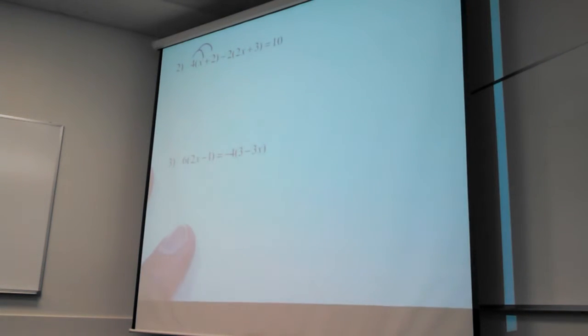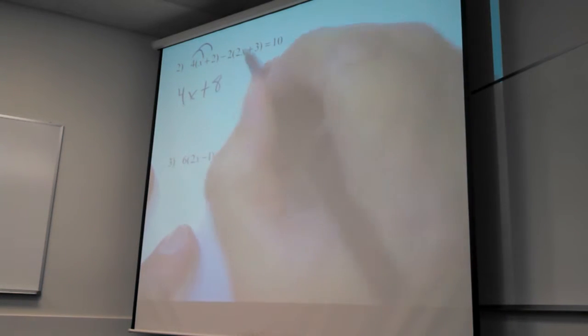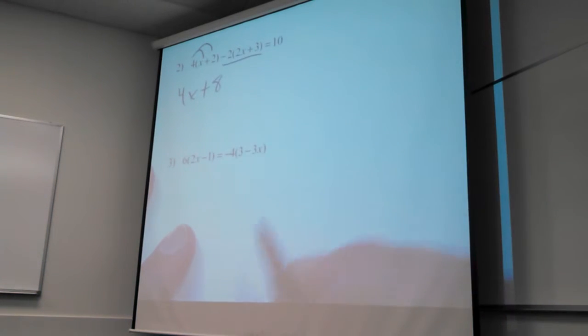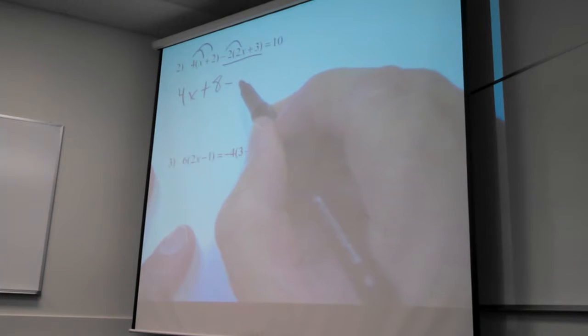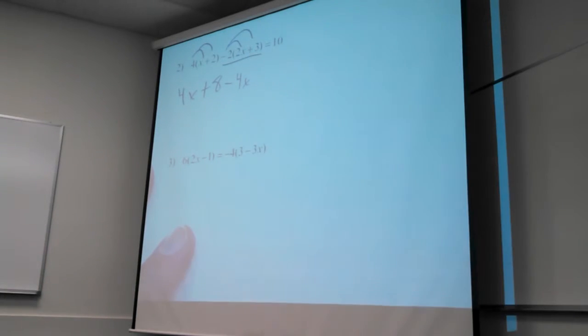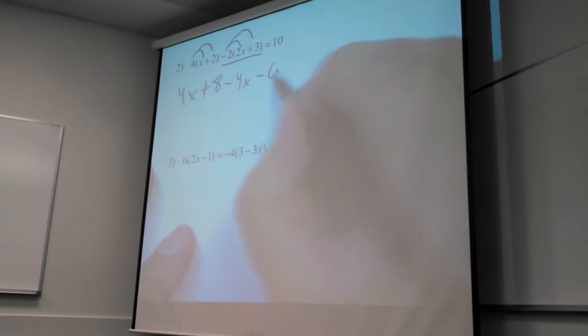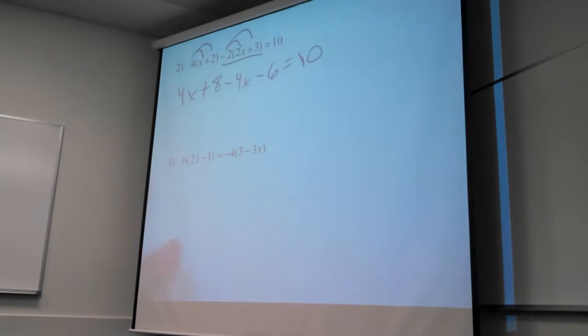So we get 4x plus 8. And then what do I get there? What do you got to be careful about? Negative 4x minus 6. So of course the first thing I do is to distribute where I can so that I'm free to move all the pieces around. So what happens on this side?